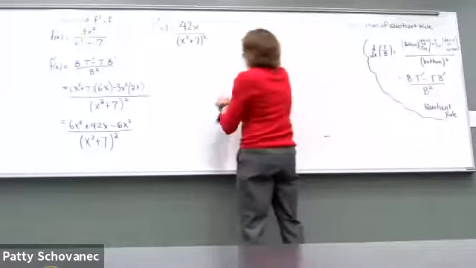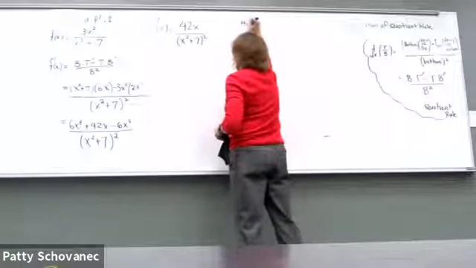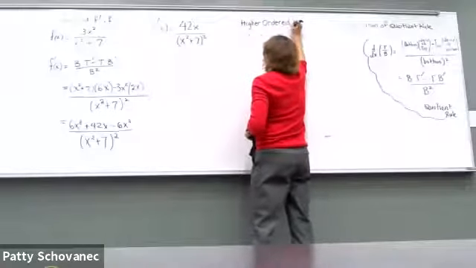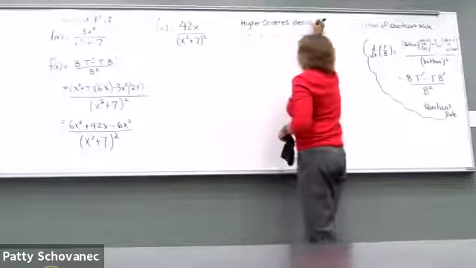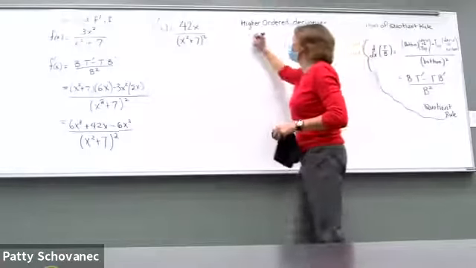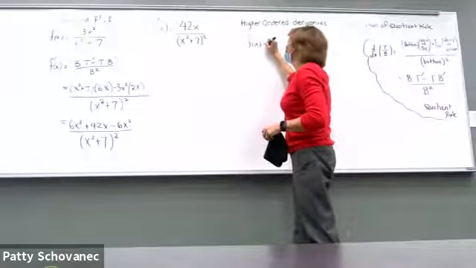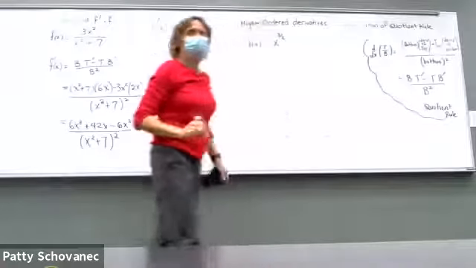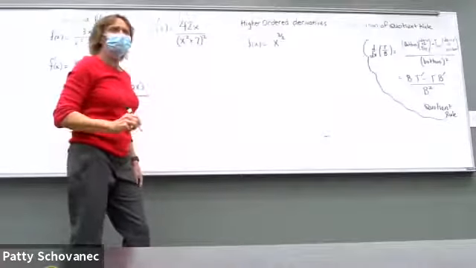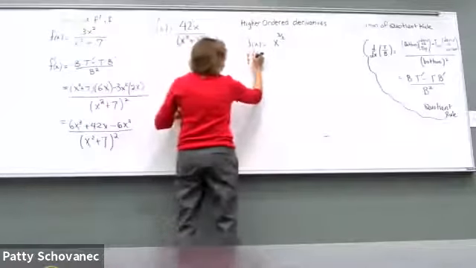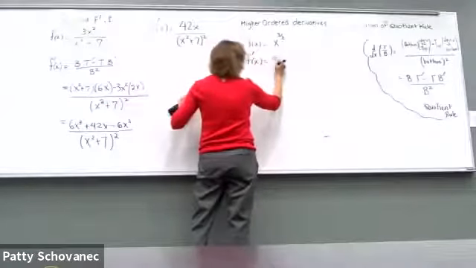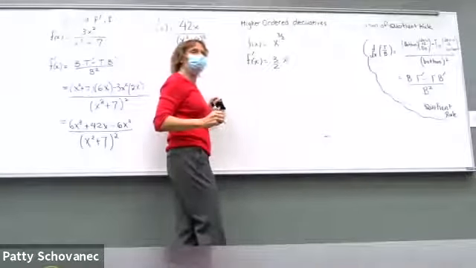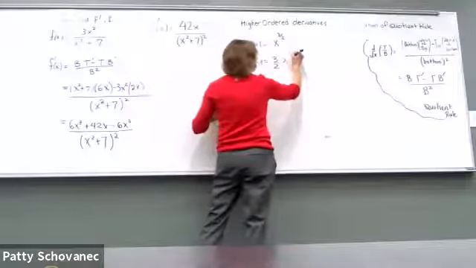For higher ordered derivatives, let's just start off with something like f of x is x to the 3 halves. Now its first derivative looks like 3 halves and then 1 power less. So 3 halves minus 1 is the same as 3 halves minus 2 over 2. So I get a 1/2 here.